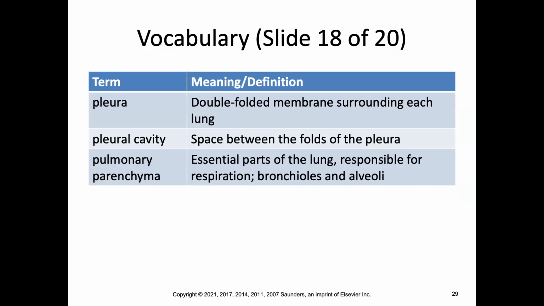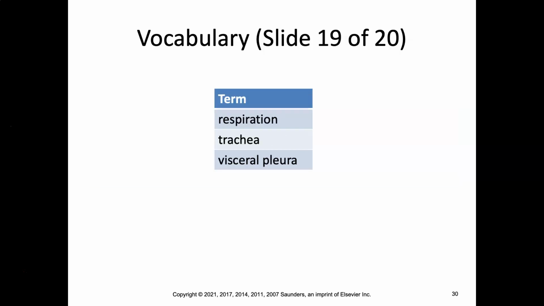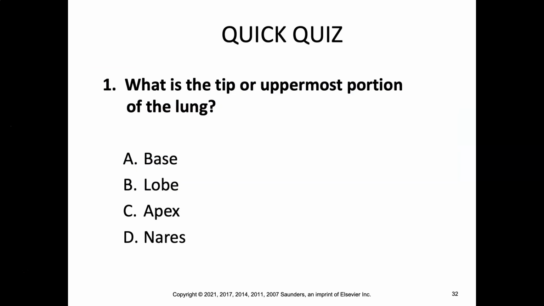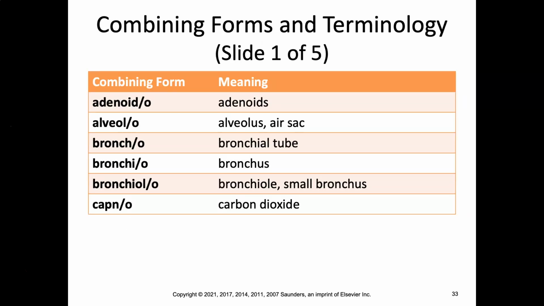All right, and pleura, pleural cavity, pulmonary parenchyma. All sorts of things here. Respiration, trachea, visceral pleura. So what is the tip or uppermost portion of the lung? Is it the base? Base usually means like foundation or bottom, so I don't think it's that. Nares we just studied, and I don't think that fits either. So I will leave you to figure it out.